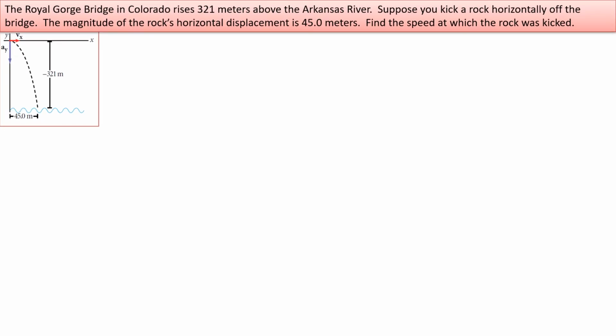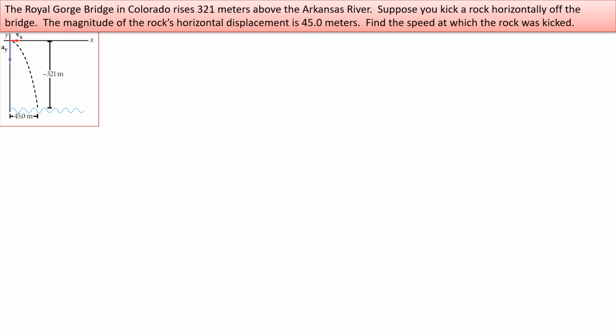So the Royal Gorge Bridge in Colorado rises 321 meters above the Arkansas River. Suppose you kick a rock horizontally off the bridge. The magnitude of the rock's horizontal displacement is 45 meters. So that's dx. They're giving you different physical quantities now, but just like on the previous one, they also gave you dy. And they say find the speed at which the rock was kicked. That's the initial velocity. Tricky stuff.